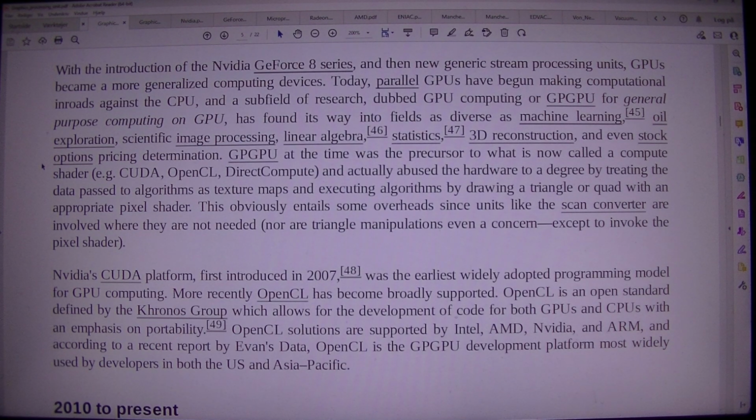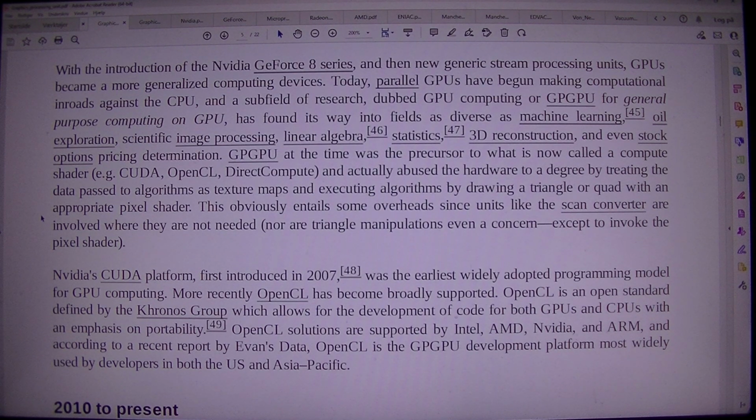GPGPU at the time was the precursor to what is now called compute shaders, for example CUDA, OpenCL, Direct Compute, and actually abused the hardware to a degree by treating the data passed to algorithms as texture maps and executing algorithms by drawing a triangle or quad with an appropriate pixel shader. This obviously entails some overhead, since units like the scan converter are involved where they are not needed, nor are triangle manipulations even a concern except to invoke the pixel shader.